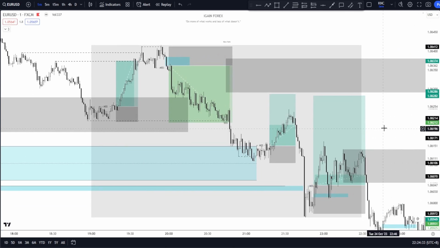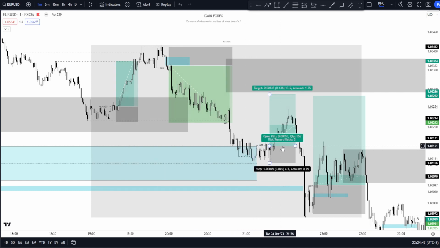For the next trade, I took a bit of overtrading here in the New York session. That's a wrongdoing for me. I was hoping that the price would react at this higher time frame FVG. We have a sweep here, market structure shift, entered here.